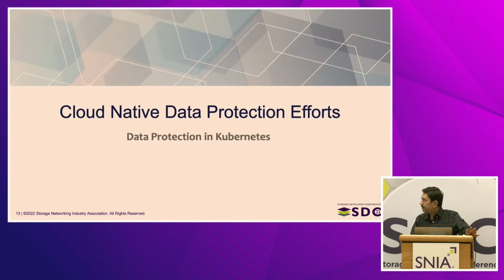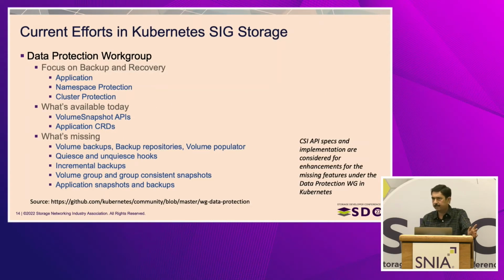Now, what is happening in terms of data protection efforts in the Kubernetes world in general? So Kubernetes has this SIG Storage, as I mentioned, which deals with all the data aspects. And in that SIG Storage, there is a work group called the Data Protection Work Group. This work group is responsible for, not all of CSI, but just the protection part. Now, what is the current state of this work group? What are they working on, what are they looking for? The focus right now is on backup and recovery.